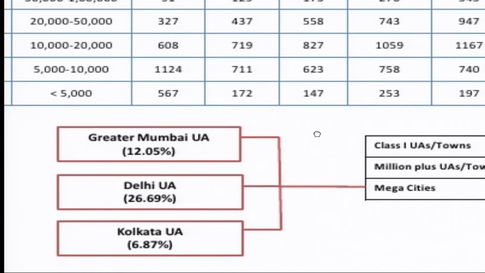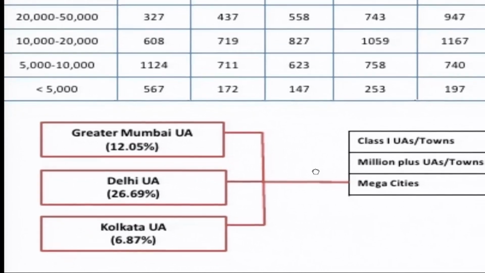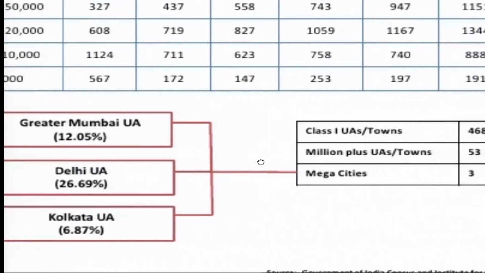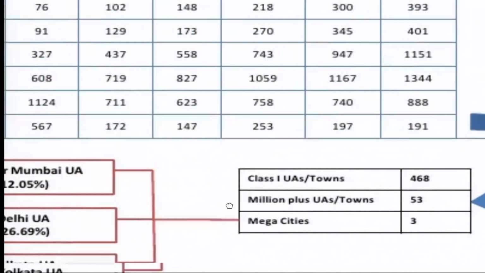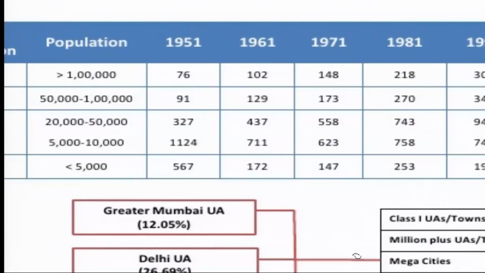Delhi, it is 26.69% and Kolkata, it is 6.87%. These are all the metro cities. People all come to the metro cities because of the facilities and the infrastructure, the high technology which is available. That's why people migrate to all these metro cities.